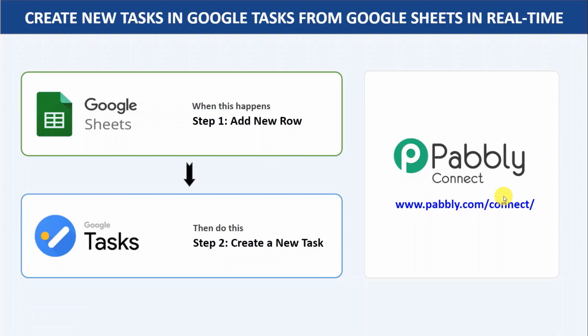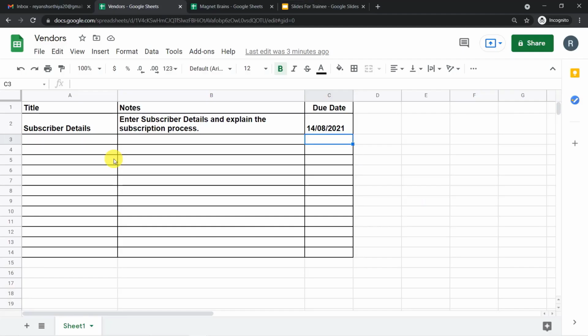So basically, Pabbly Connect is an automation and integration software which will help us in integrating Google Sheets with Google Task. The best part here is it doesn't require any coding skills or programming knowledge. And even a non-technical person can do this very easily. Let us check this in real time with an example.